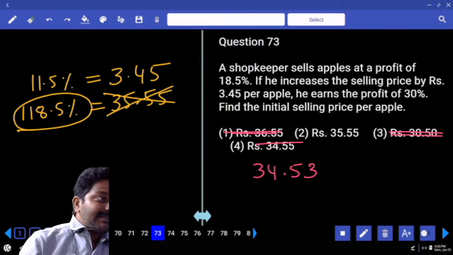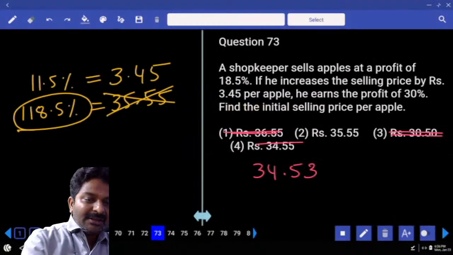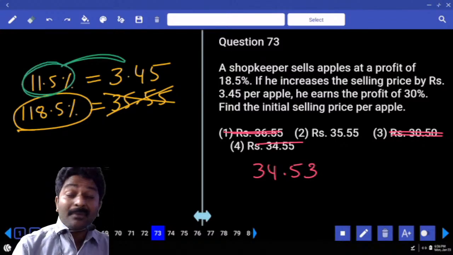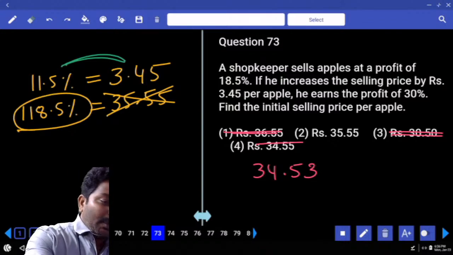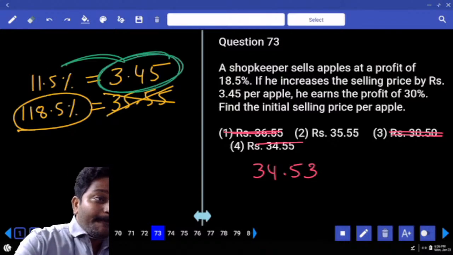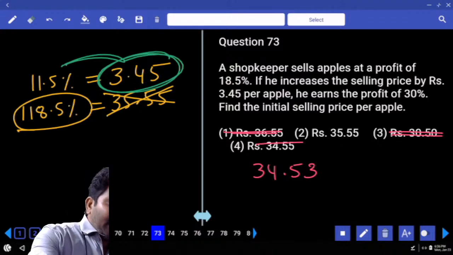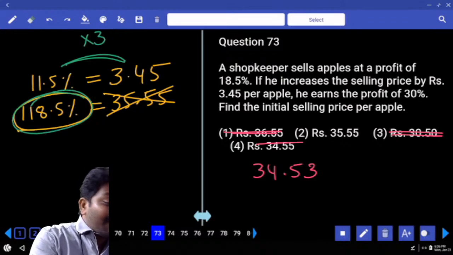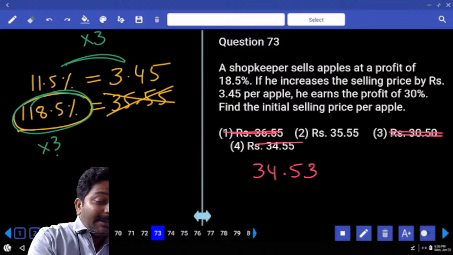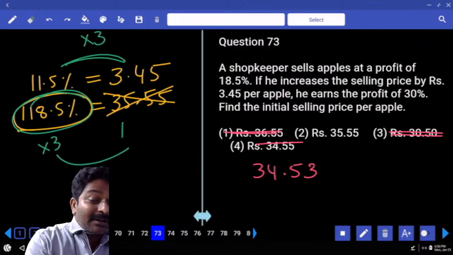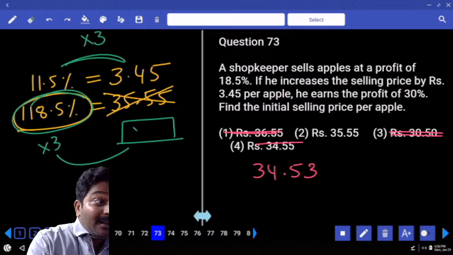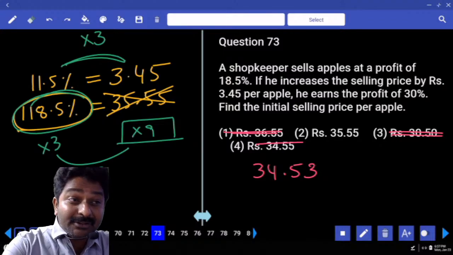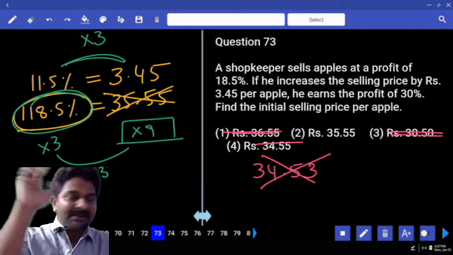Correct? Now observe something. In this process, on the left hand side, is it a 3 multiple? No. But is it a 3 multiple? That means in the multiplication process you have a 3 multiple, and your original number is also a 3 multiple. If you multiply a 3 multiple with another 3 multiple, your answer must be a 9 multiple. Is your second option a 9 multiple? Yes. Is your fourth option a 9 multiple? Now you can eliminate.